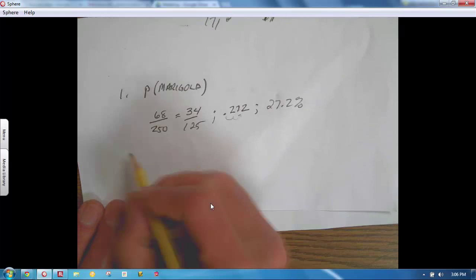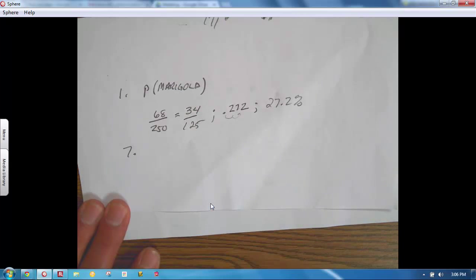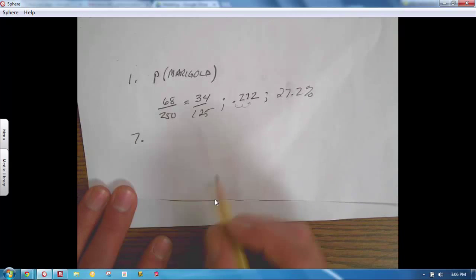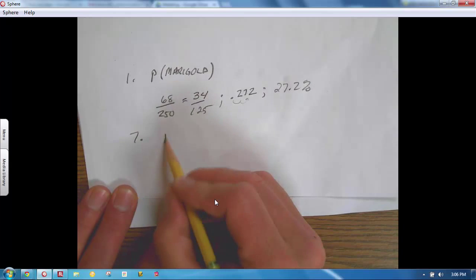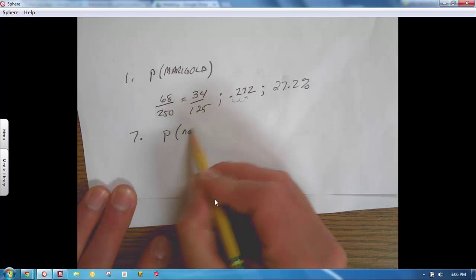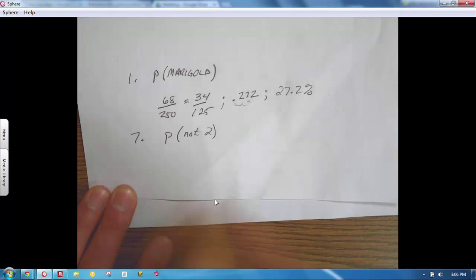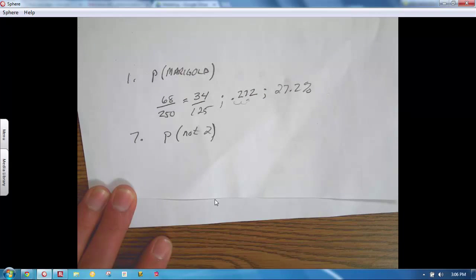For the next section, number 7 through 9, this is a little bit different than what we've seen before. Again, you'll have to read the directions to get all this information, but basically we've got a 12-section spinner, and we want to know the probability of not landing on a 2.